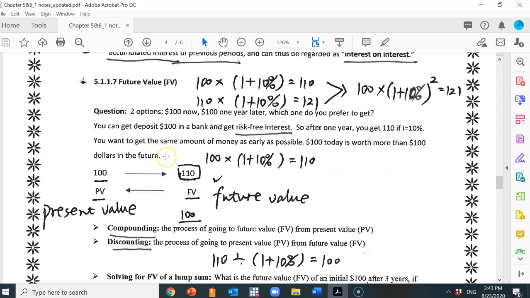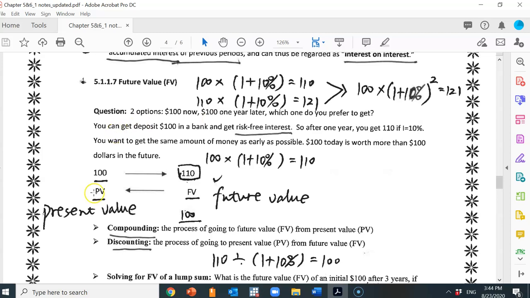Okay, so this is telling us that theoretically, you want your money as early as possible because of the time value of money. Even though it's both $100, $100 today is worth more than $100 after a year. Okay, if you get the $100 today, you could deposit it in the bank and get interest. So after a year, you could have earned more, because of this risk-free interest. Money has time value, and we would like to get the money as early as possible.